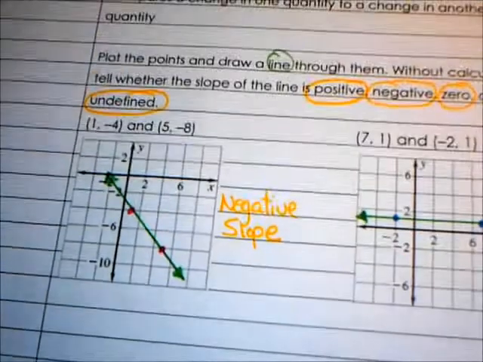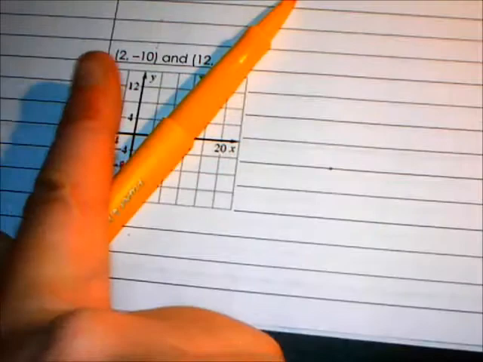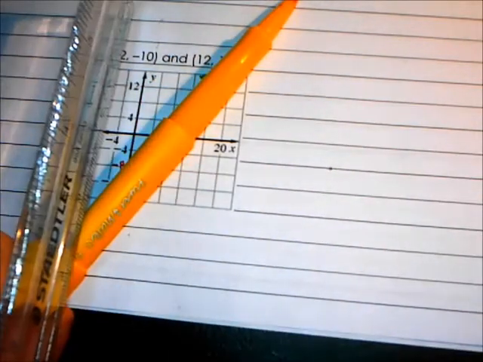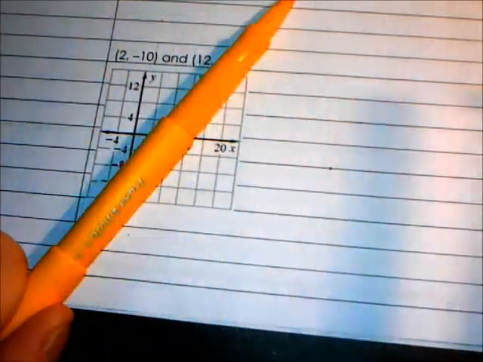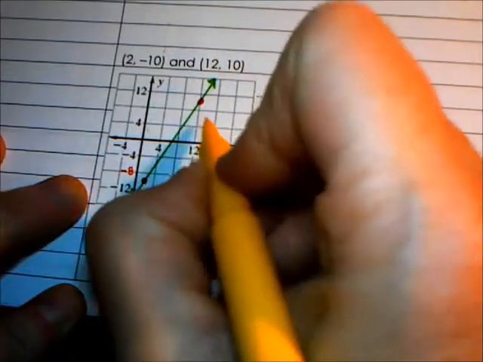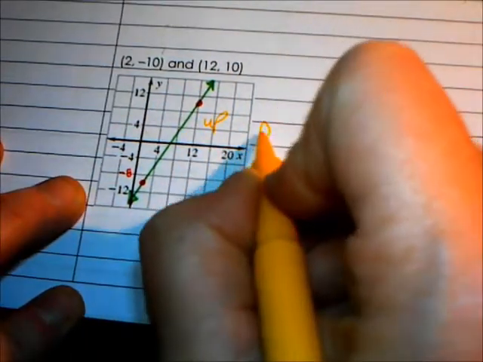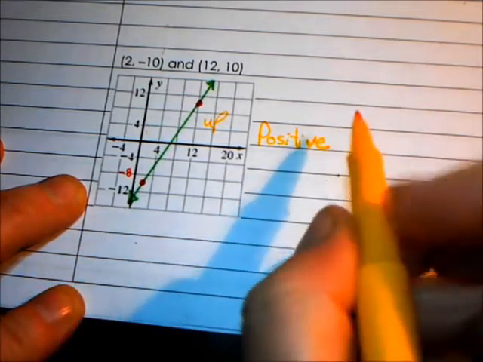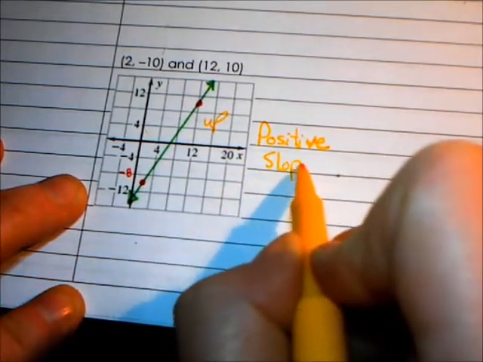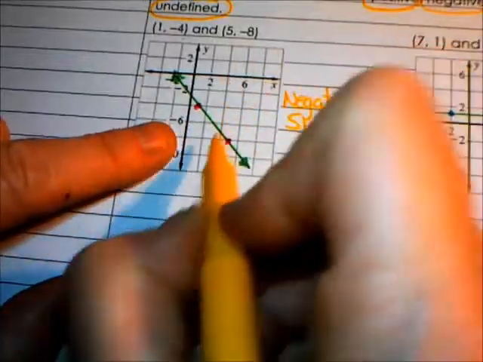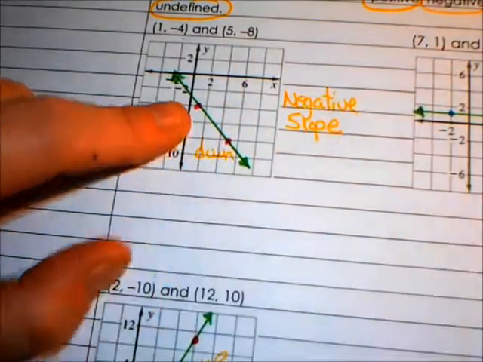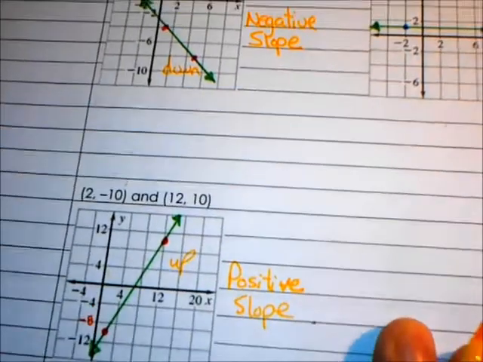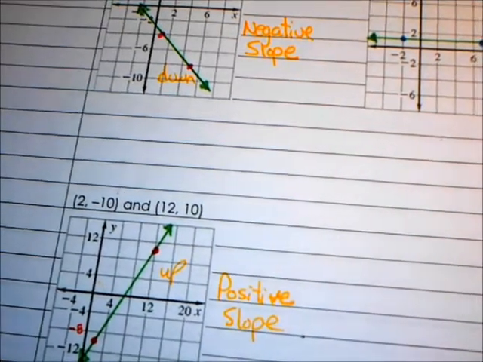Okay. If you look at the bottom one, notice as I move the ruler across, going left to right, it's going up. Therefore, since this graph is going up, this would be a positive slope. Okay, so this one appears to be going down. This one appears to be going up. So I have our two different types of slope.